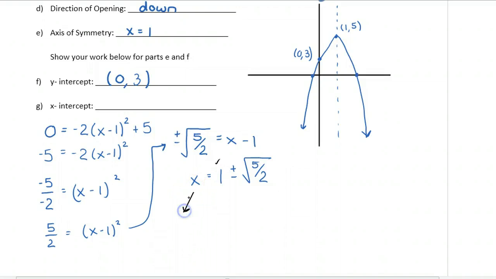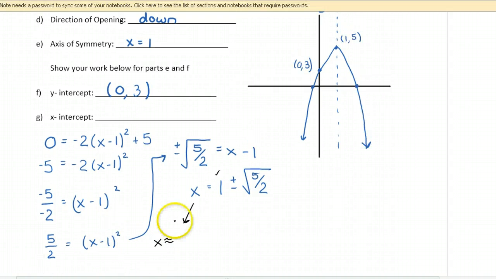If I wanted to, I could say that x is approximately equal to 2.581. People often ask how many decimals to take it to. Again, it's heavily context driven, but 3 decimals is usually a good final value. And then my other x-intercept is going to be 1 minus the square root of 5 divided by 2. It's a good thing to get your calculator out here and actually practice this. So x is approximately, make sure you have that approximate sign, -0.581.